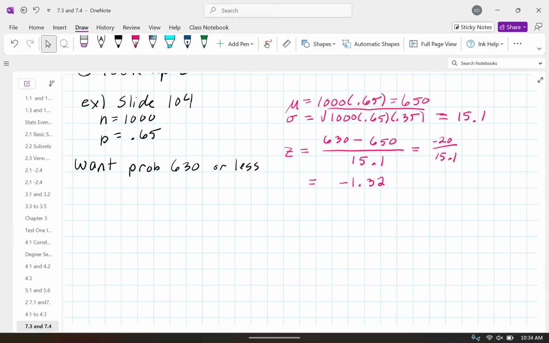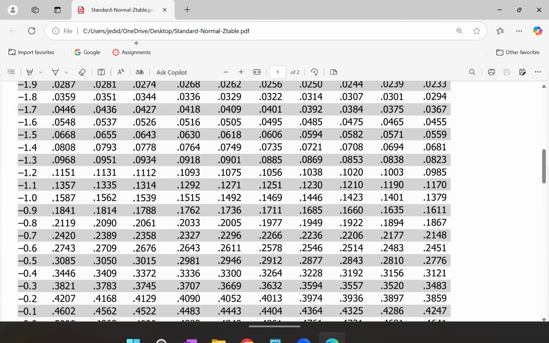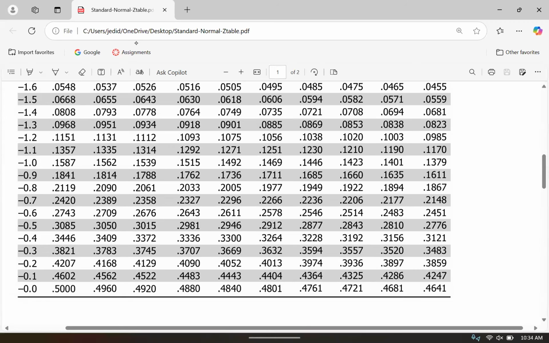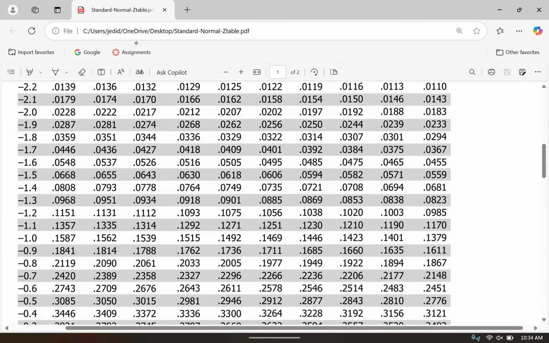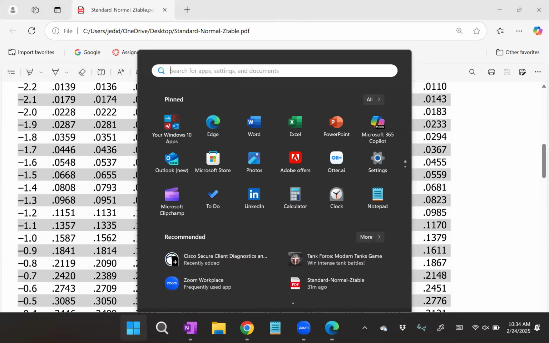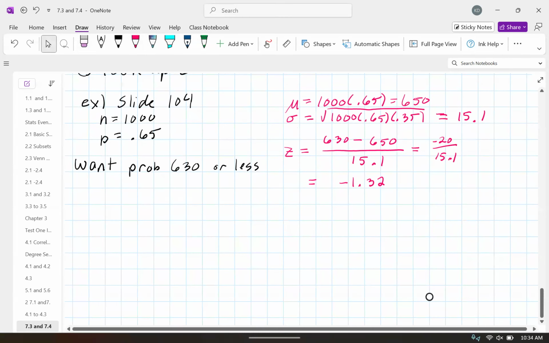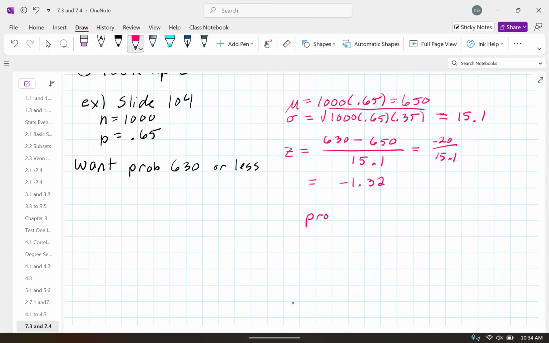Then we look up our values. So the same old z-chart. If you don't have that saved or printed somewhere, I would recommend it. All right, so negative 1.32, so there's 0, 1, 2, 0.0934. So the probability is 0.0934. So there's less than a 10% chance that that many adults or fewer feel that way.